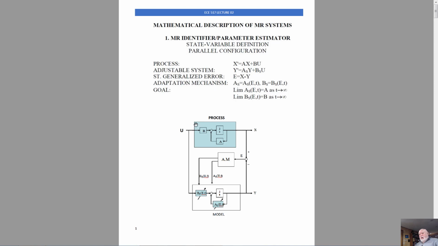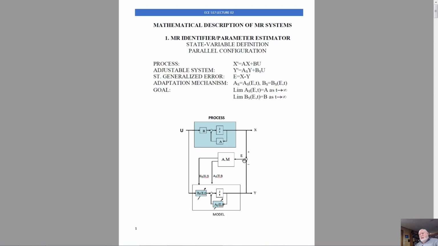Now, I want you to realize that in this particular application, the process works as a reference model, and the simulator works as the adjustable system. In this specific situation, the same input signal U is applied at both process and the simulator. Responses are different. State vector of the process is X. State vector of the adjustable system or simulator is Y. They have the same dimension, but most likely they have different numerical definitions.